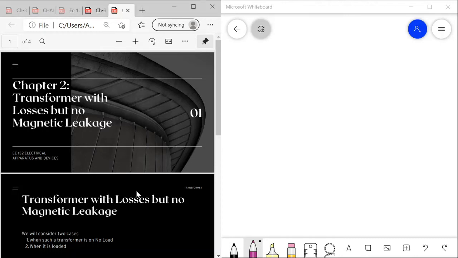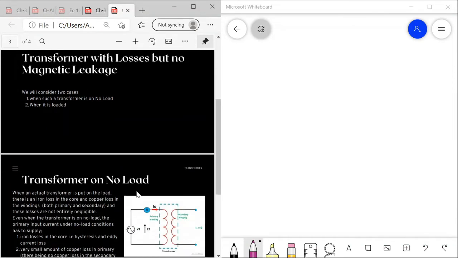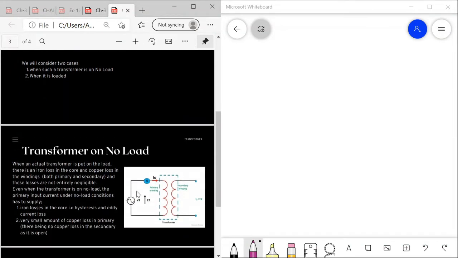Let us continue our discussion in Chapter 2, which is the transformer with losses but no magnetic leakage. So we will consider two cases. First is when such a transformer is on no load, and when it is loaded. So, transformer on no load.